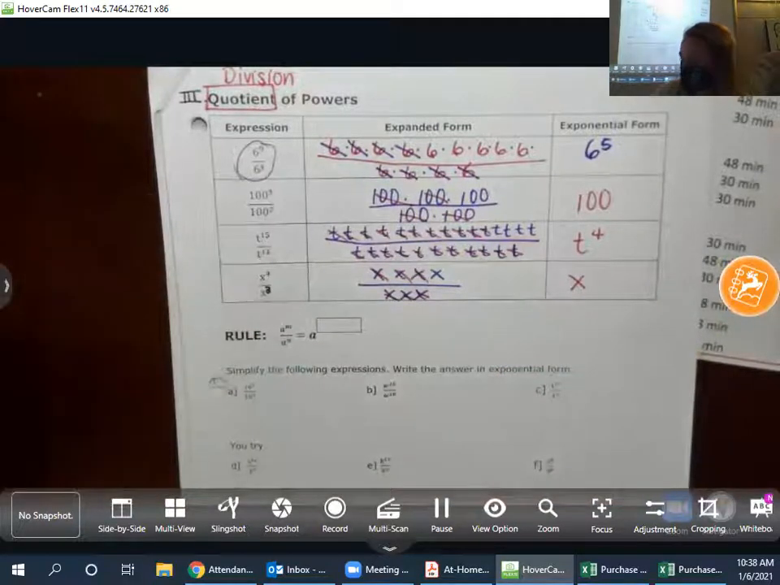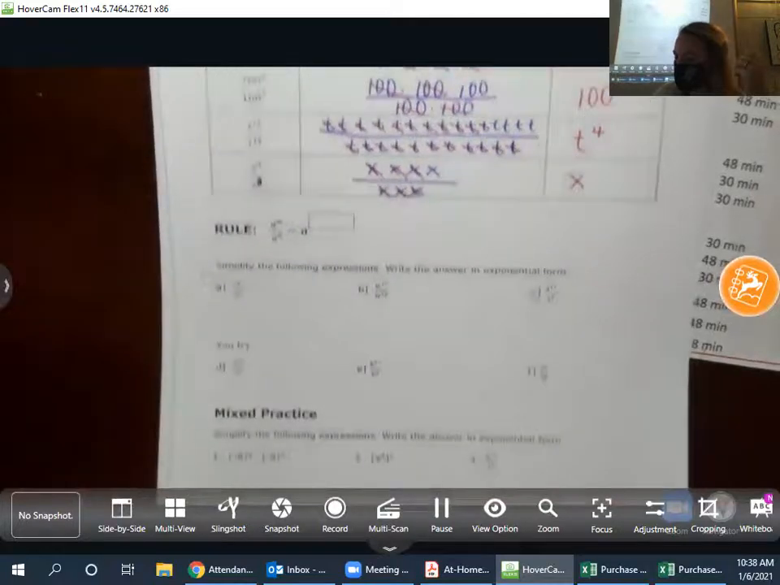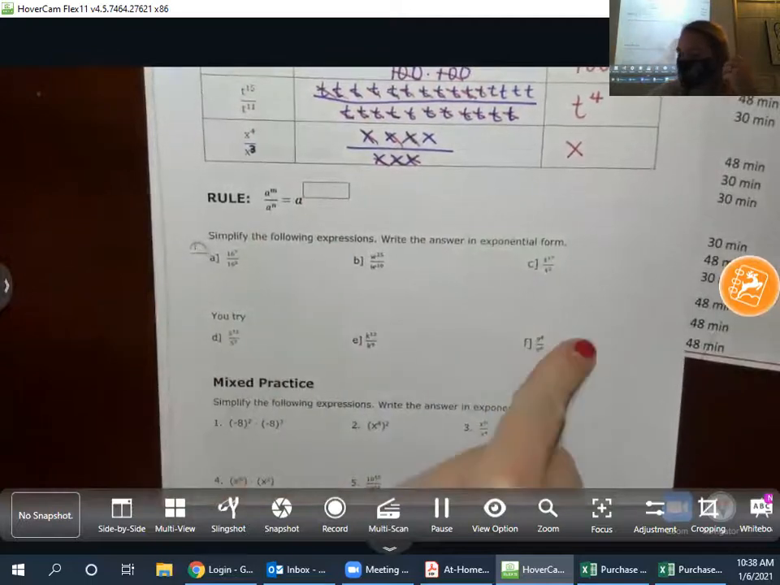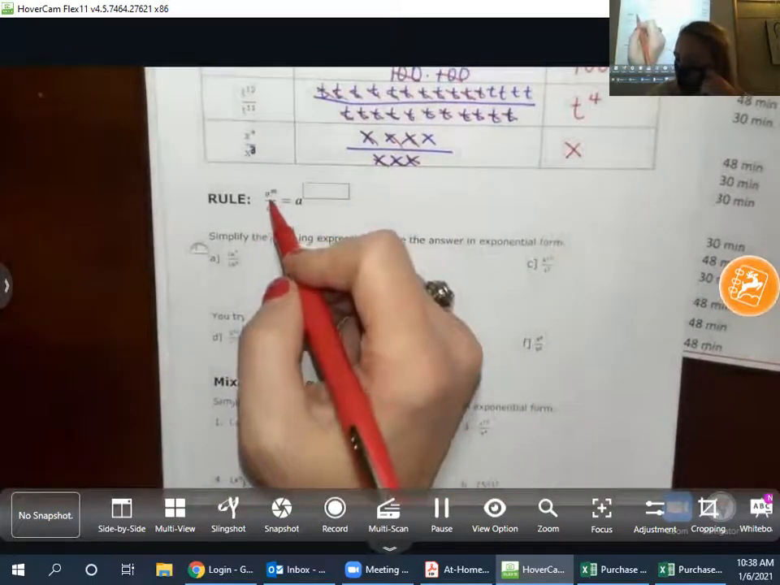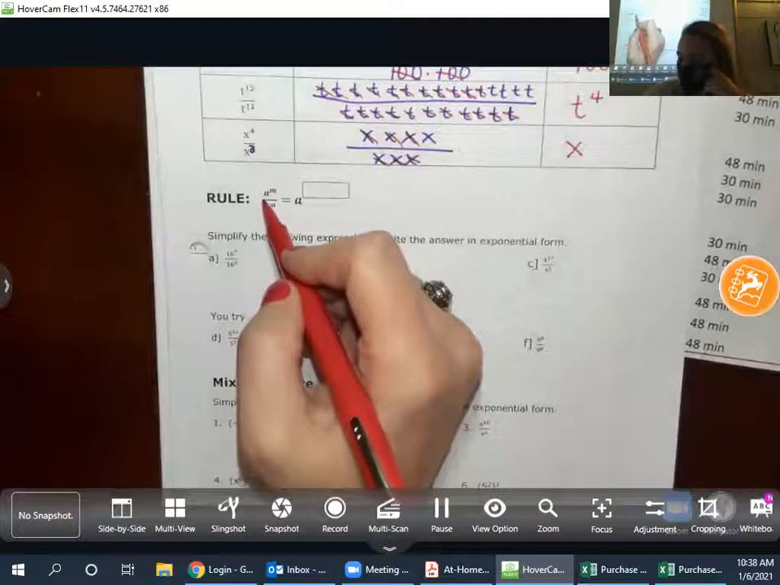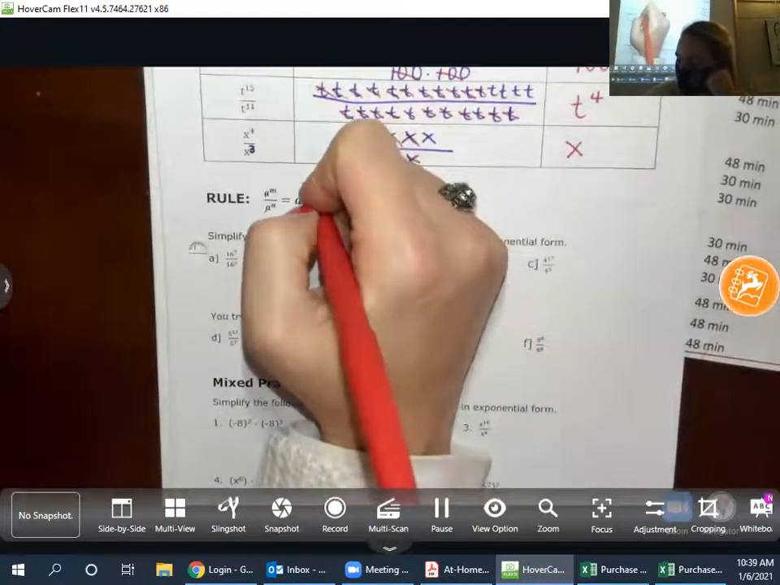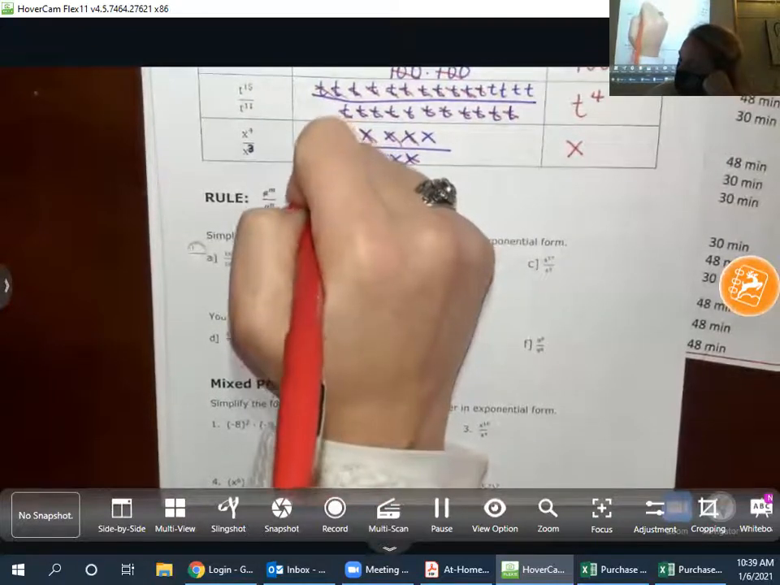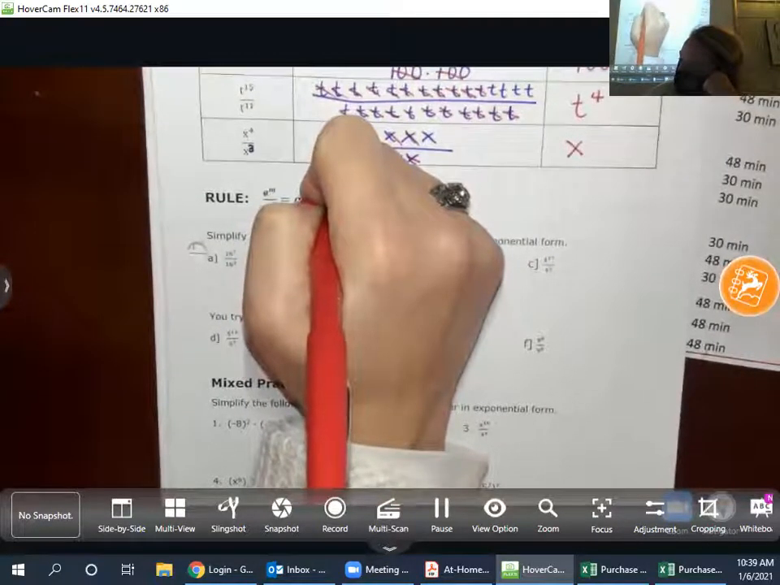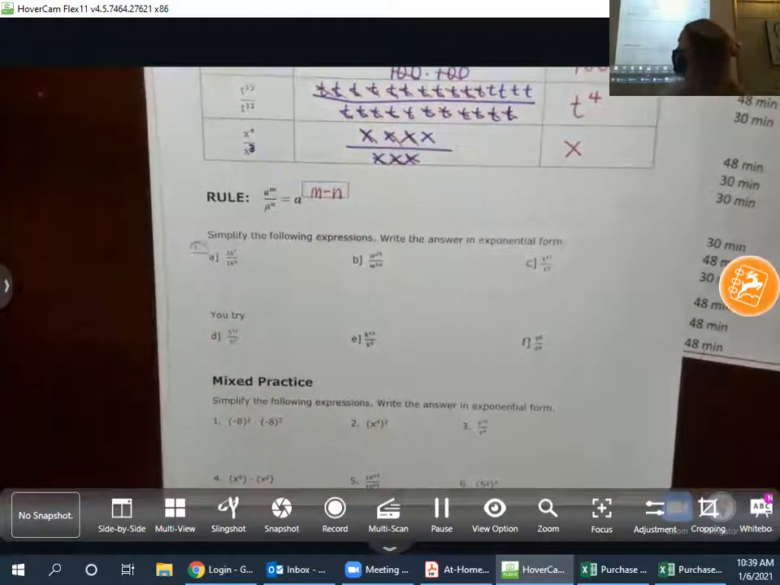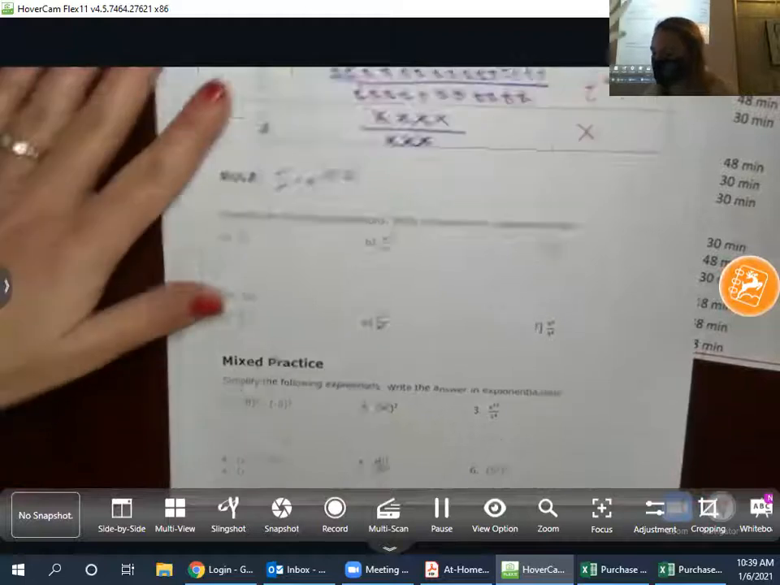Okay, now let's look down here. We could follow the same pattern with all of these down here, and it should be pretty easy. So again, our rule, as long as your bases are the same, which they are here, the same base here and here. When you divide exponents, what do you do with your powers? Do you add them? When you divide, do you add exponents? Subtract. Thank you. So you subtract your exponents. So write that in. You would subtract m minus n. So let's do that down here.